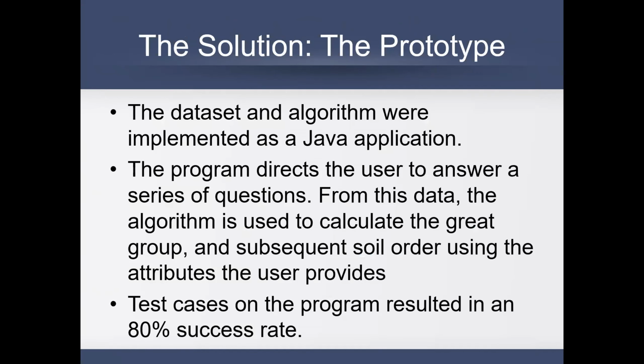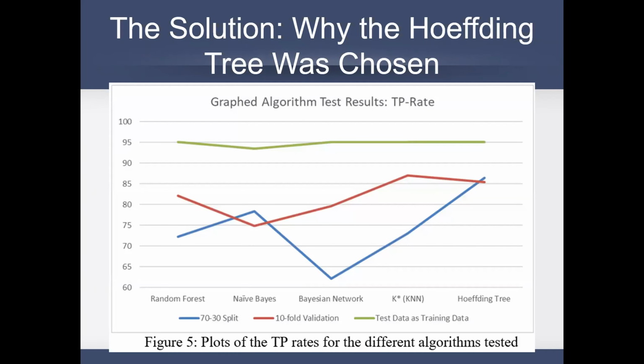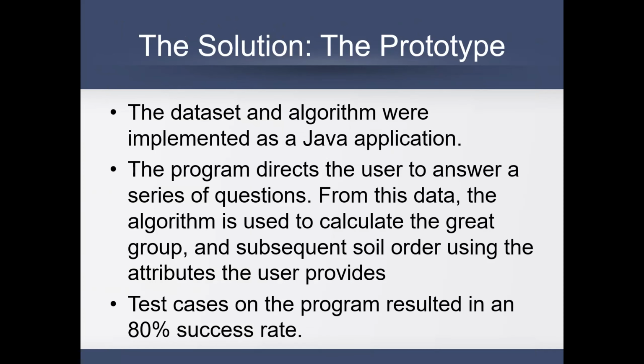So we got a theoretical solution there, the theoretical algorithm that is going to be best used in this scenario. But I also wanted a prototype. I wanted something that I could implement and play around with. So the data set and the algorithm were implemented as a Java application. The program directs the user to answer a series of questions from this data. The algorithm is used to calculate the grade group and the soil order. So think of a fancy survey, if you will, though I wouldn't want to boil it down to just that, but that's essentially what it is.